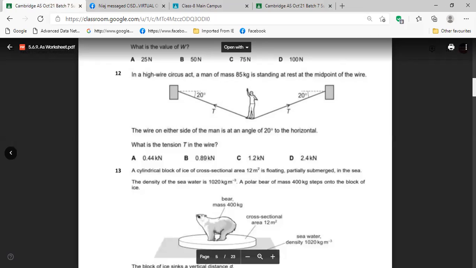Okay, so how to do it? The person's weight will be 85 multiplied by 9.81, right? So what is his weight?